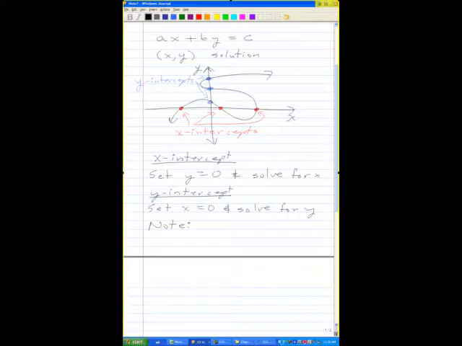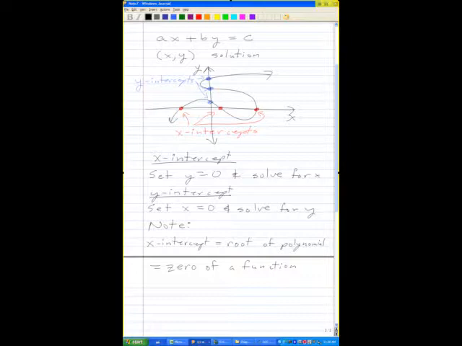Note that the term x-intercept is the same as saying I have found the root of a polynomial, which is also saying that I found the zero of a function. So the terms x-intercept, root, and zero all mean the same thing.